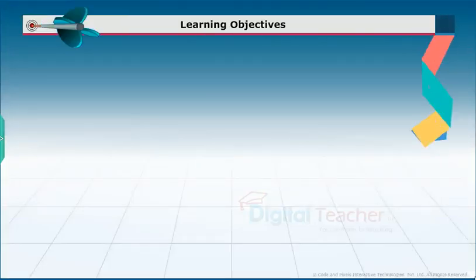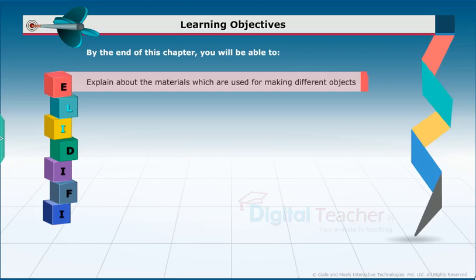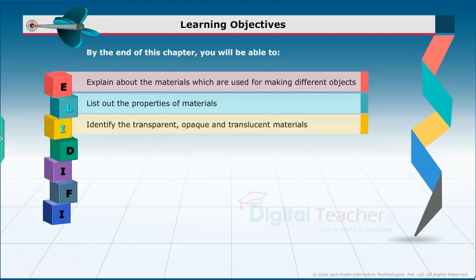Learning objectives. By the end of this chapter, you will be able to explain about the materials which are used for making different objects, list out the properties of materials, identify the transparent, opaque, and translucent materials, and discuss the state of materials.